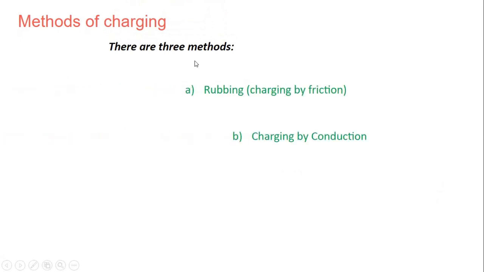Now next, our topic will be the methods of charging. There are three methods of charging. What are they? First is rubbing, second is charging by conduction, and third is charging by induction. So let us concentrate on each of them one by one. First we will have rubbing.